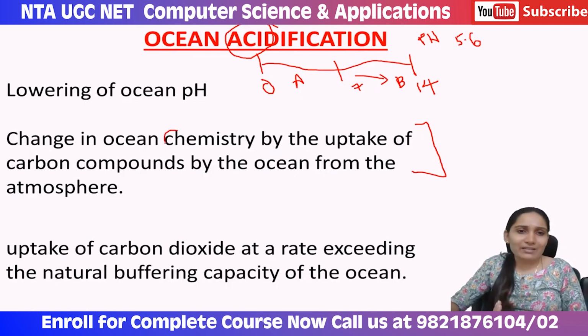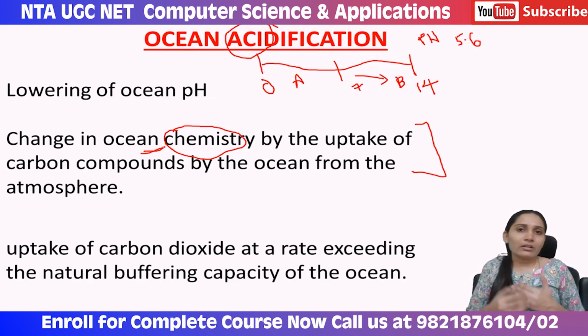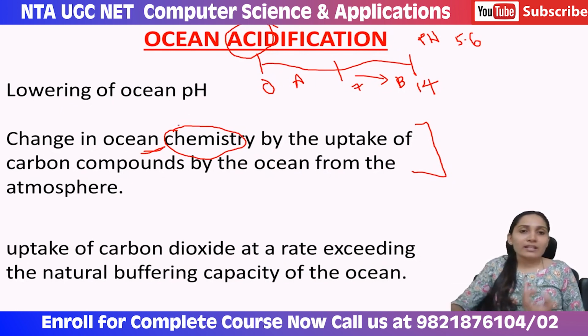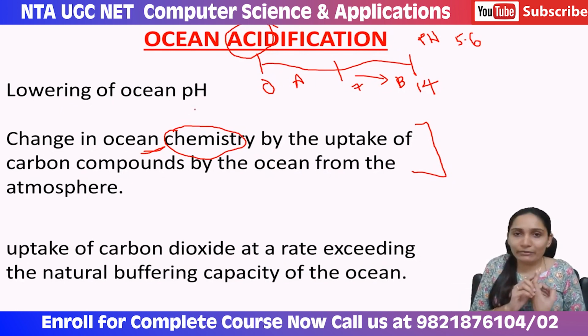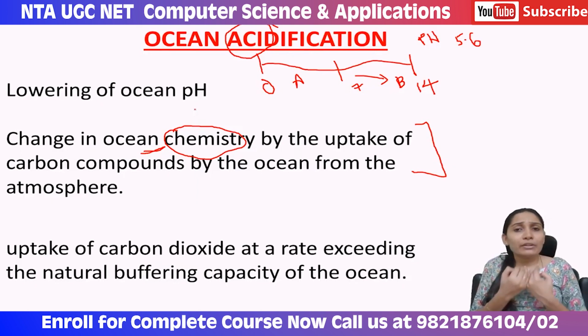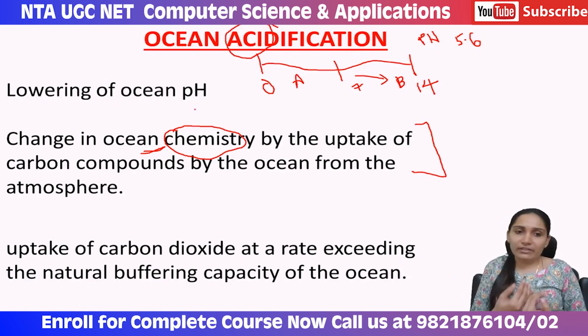Ocean chemistry here means the pH value of the water. So when the pH value of the ocean water changes, how does it happen? By the uptake of carbon compounds. From where does the ocean take up these carbon compounds? From the atmosphere. Three things are important. One is the change in pH value of the ocean. Second is how this happens: due to the uptake of carbon compounds by the ocean. And third, it is taken from the atmosphere. Due to these three factors, the pH of the ocean reduces, and this is what we call ocean acidification.